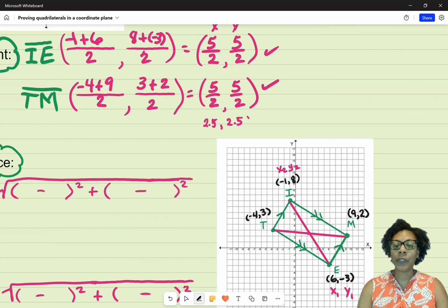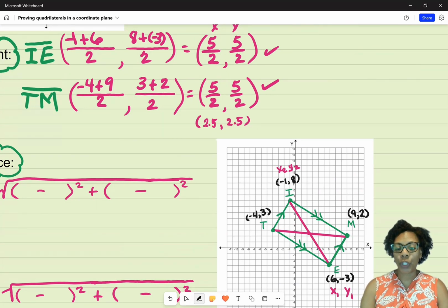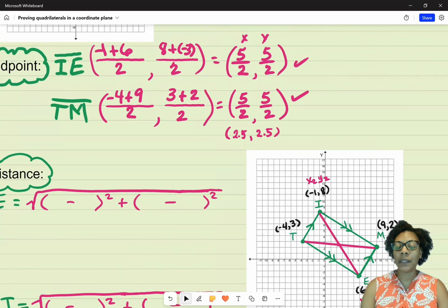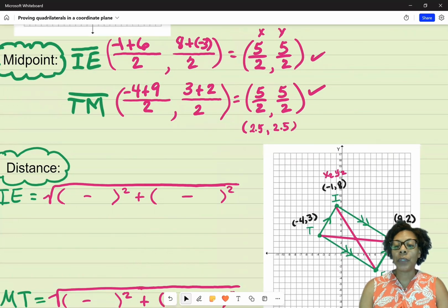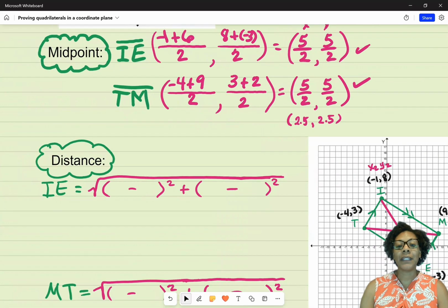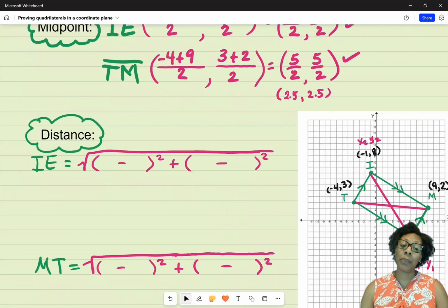In addition to the diagonals bisecting each other, I also show you the parallel line symbols. If you'll notice, you'll see arrowheads. And notice the opposite sides have the exact same amount of arrowheads. So those are the sides that are parallel to one another.